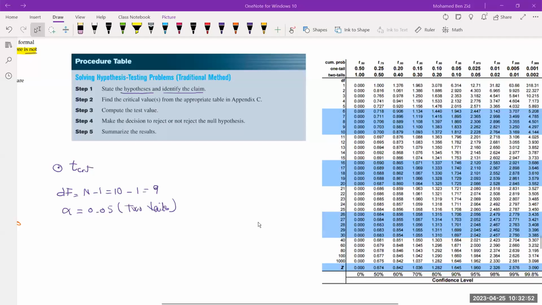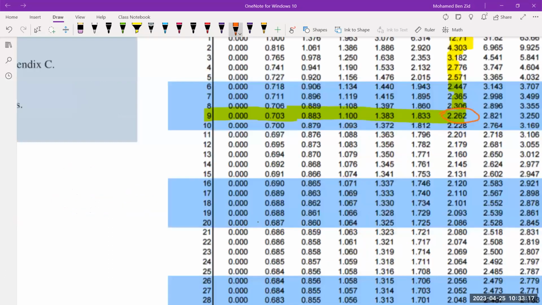All right, great. So we have degrees of freedom 9. You're going to follow the 9, and you have two tails, 0.05. So for 0.05, two tails, you're going to be right here. You're going to intersect this column and this line, and you're going to end up with this number, 2.262, right?